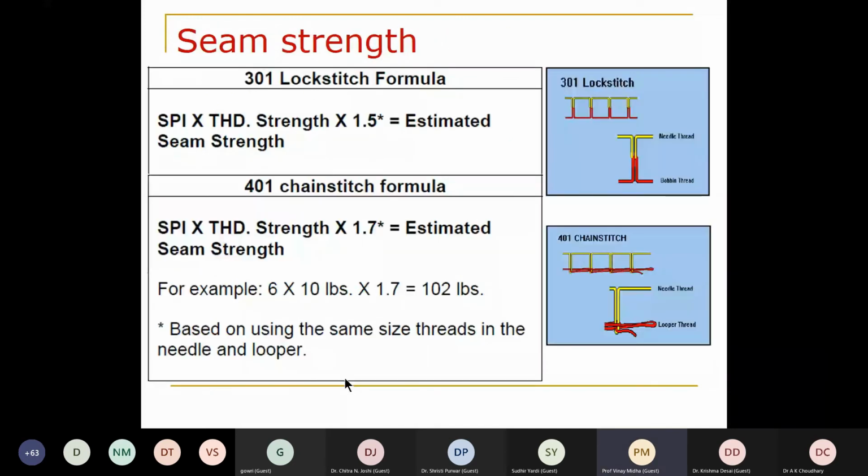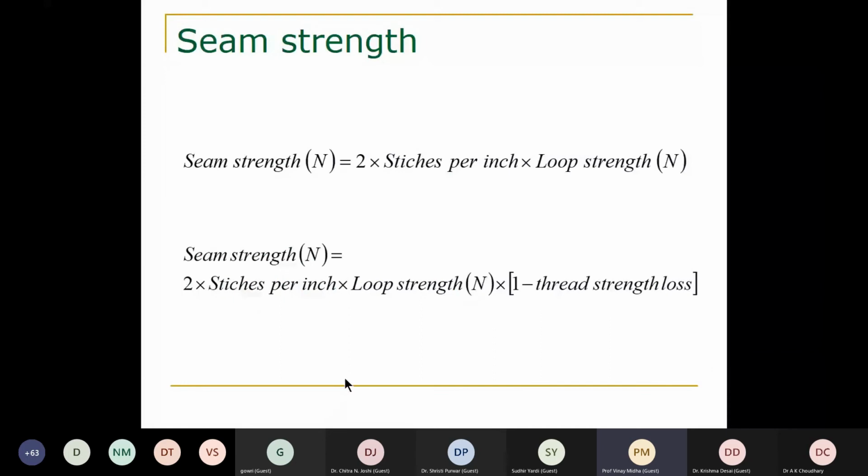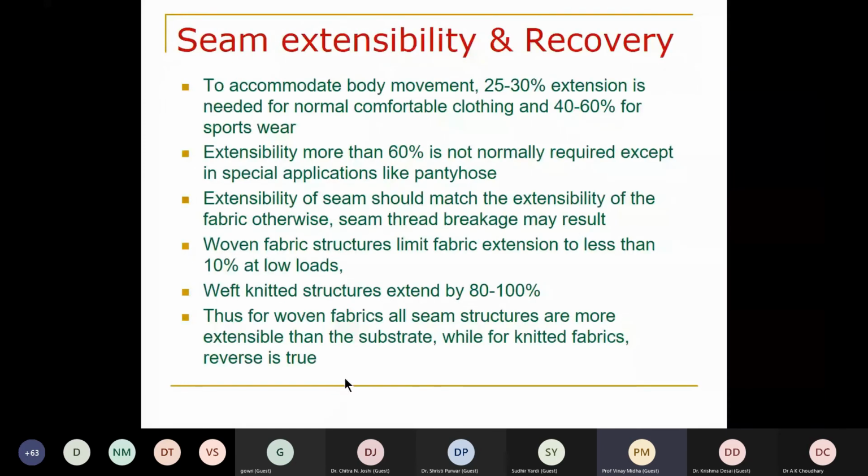This we discussed in the morning, that this is the estimation which can be carried out. And the loop strength we discussed. Then the seam extensibility and recovery is another parameter in the seam performance. To accommodate the body movement, 25% to 30% extension is needed for normal comfortable clothing. And for sportswear, we need 40 to 60% extension. And extensibility of more than 60% is not normally required except in special applications like pantyhose.